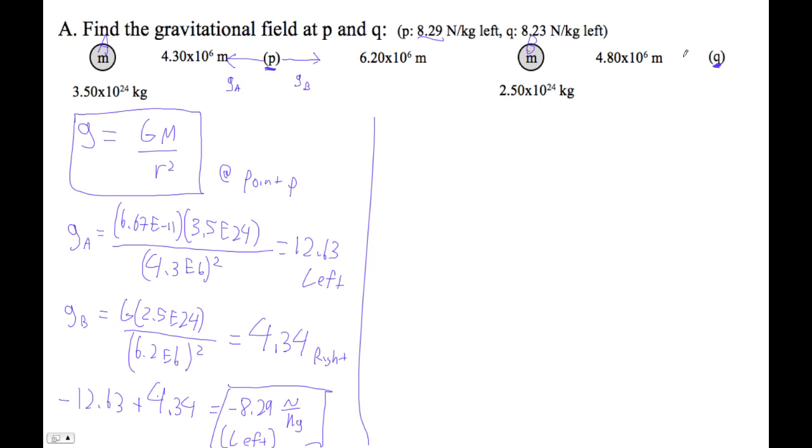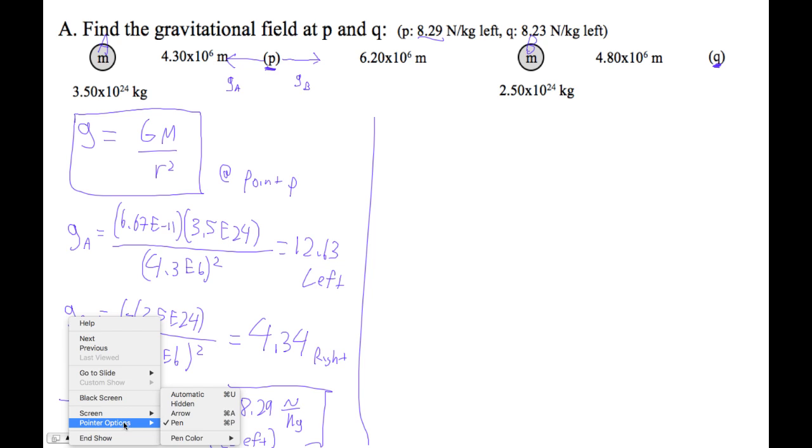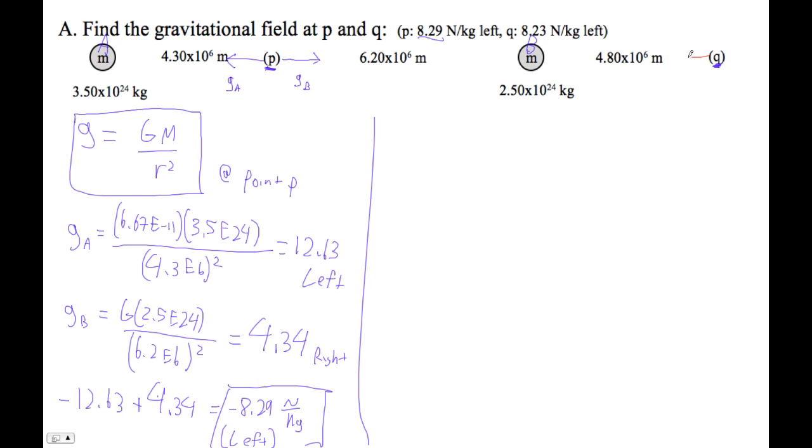And then for this guy, at point Q, let's change the color. Let's try the red pen. So the gravitational field due to B is to the left, and the gravitational field due to A is also to the left. It's just toward the masses, right? And now we're all set. We can just add these up.